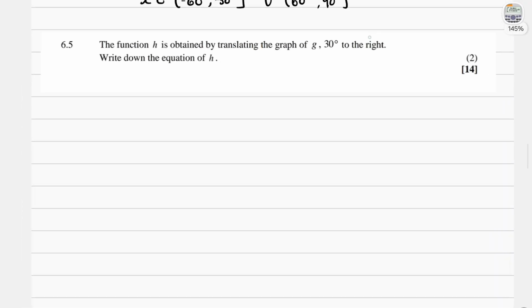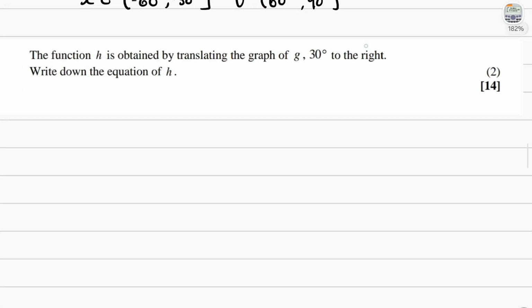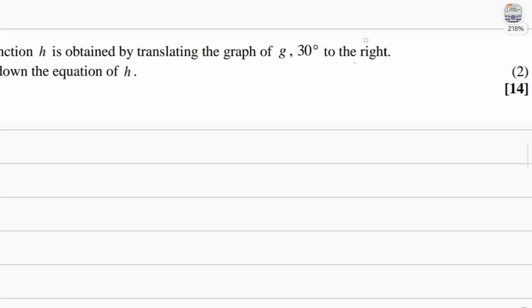And then the last question for question 6, 6.5, says, the function h is obtained by translating the graph of g 30 degrees to the right. Write down the equation of h. Okay, so this is a horizontal movement. We're going to the right. When you move to the right, you're going to subtract. You move to the left, you're going to add. So we know we're subtracting by 30 degrees.